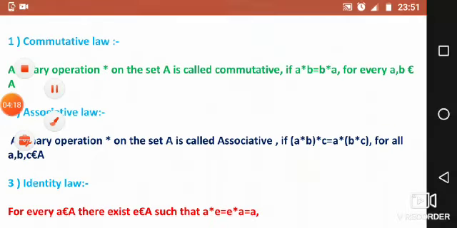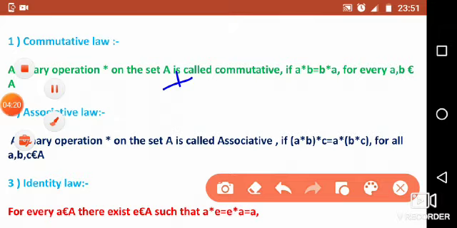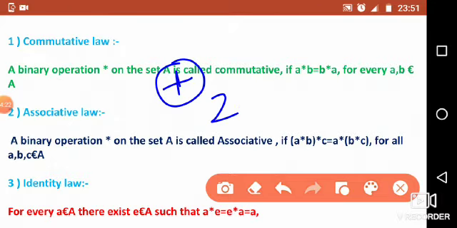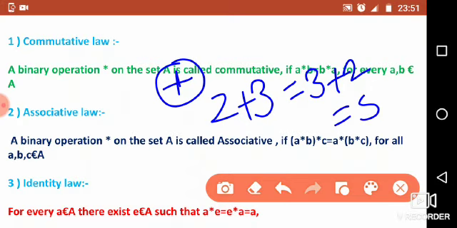For example, suppose addition is the binary operation and I add 2 plus 3, then that is also equal to 3 plus 2, which gives 5. This number belongs to the same set, therefore addition is commutative under the binary operation plus.